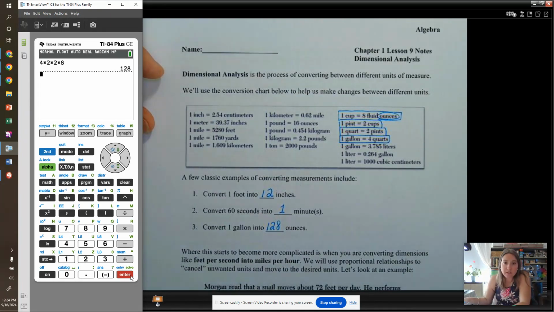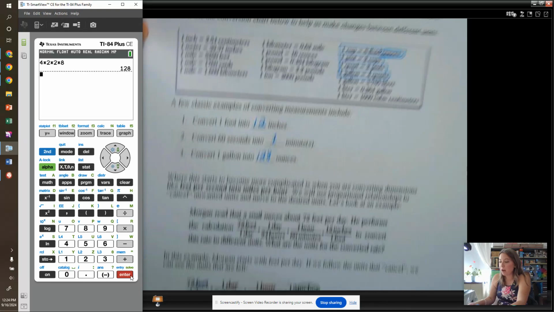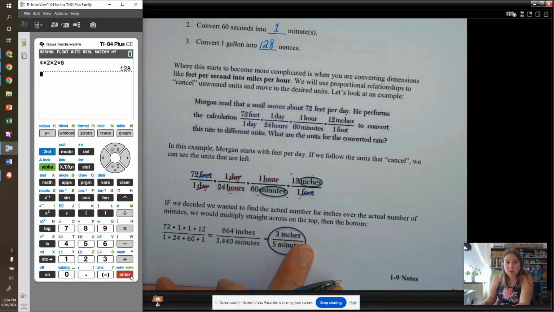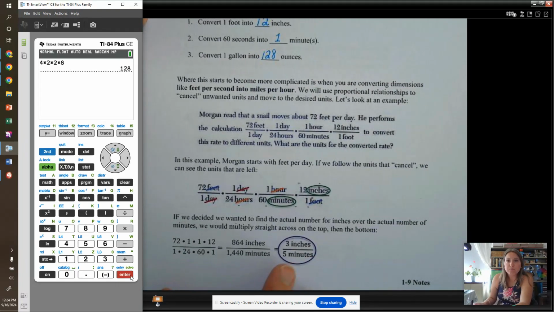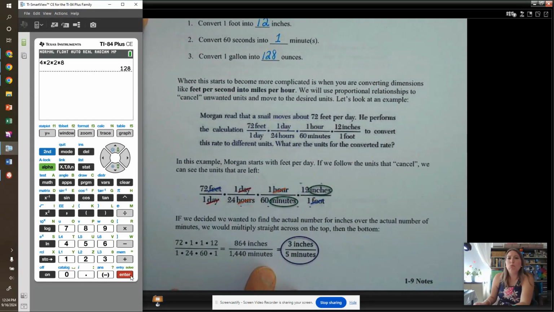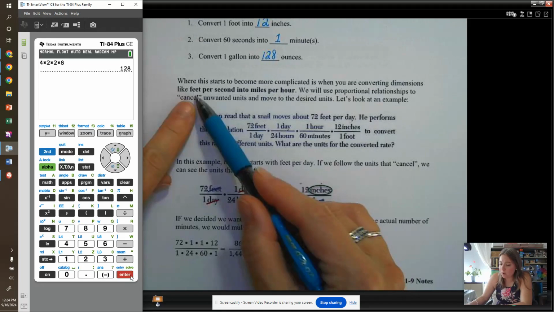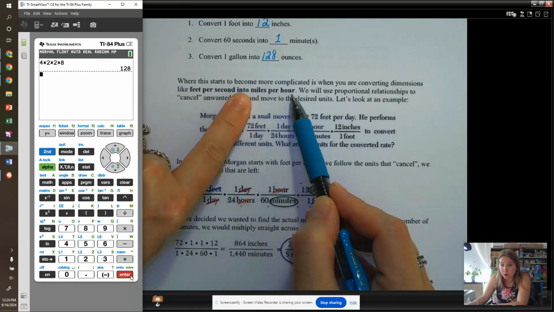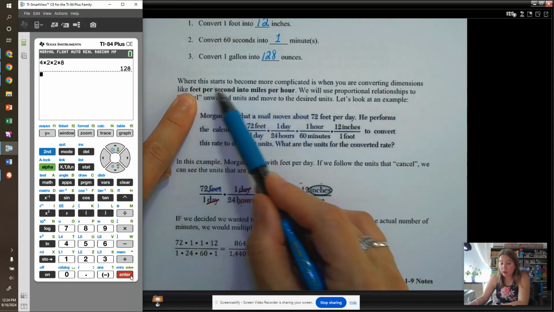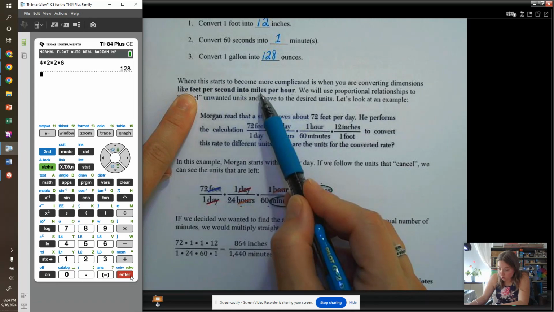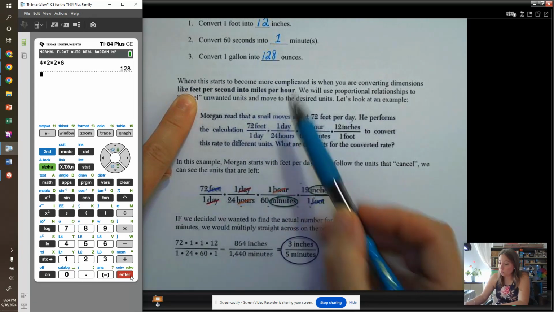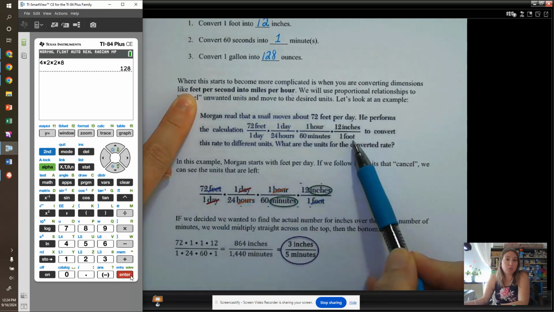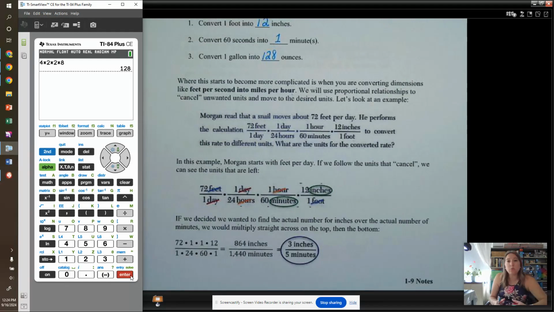How are we going to apply this? Well, we apply this by looking at it proportionally. If I want to convert feet per second into miles per hour, so a distance and a time, to another distance and another time, we need proportional relationships. The first question we're looking at is from a former Regents exam question.